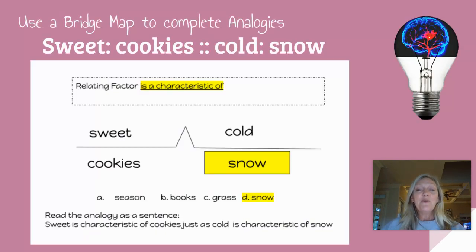All right, this first one that we're going to do is sweet is to cookies, just as cold is to snow. Sweet is a characteristic of cookies, in the same way that cold is a characteristic of snow. And usually when you're given an analogy, you'll have a blank space that you have to fill in with some multiple choice words. So our sentence is, sweet is the characteristic of cookies, just as cold is characteristic of snow. And I actually love cookies and snow. How about you?